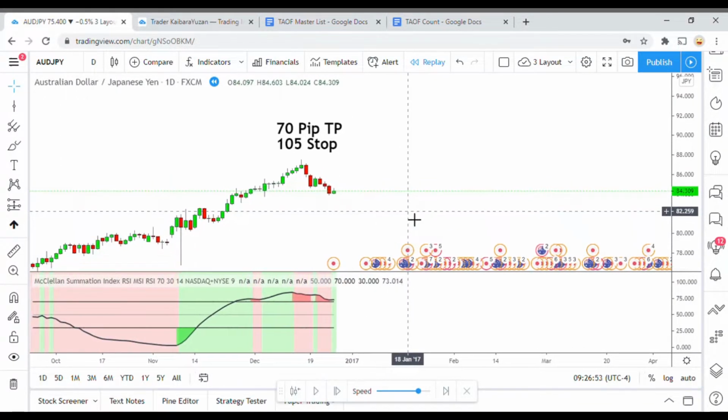All right. So today's indicator is the McClellan Summation Index RSI. Before we get into today's indicator, though, I did want to announce that I have created another channel within our Discord server. And so this channel will be dedicated specifically for the creation of indicators.